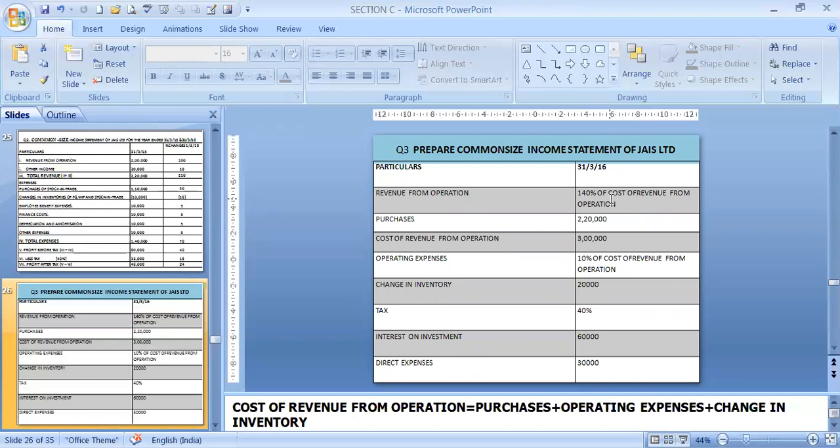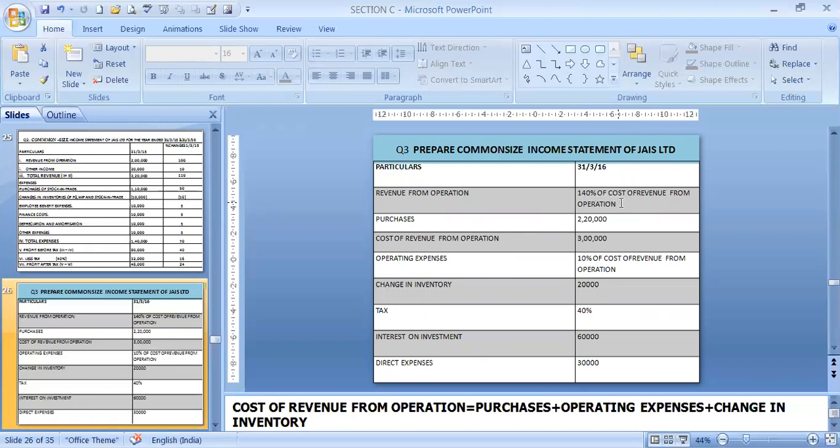And inter-firm means between two firms. Suppose ABC Limited's income statement and XYZ's income statement, that we have to see. But in common size, it is not so. We can take 1 year only, because we have to compare everything with revenue from operation. We have to divide everything by RFO.